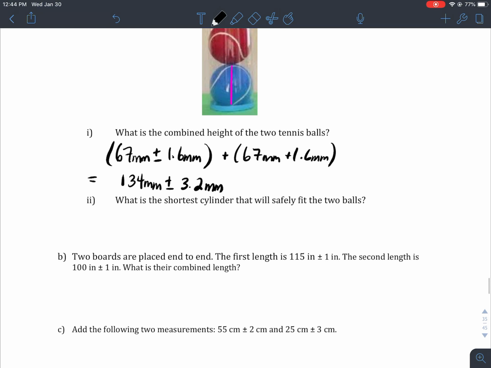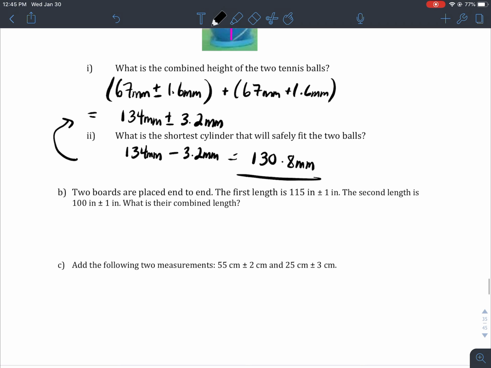We're also asked, what is the shortest cylinder that will safely fit the two tennis balls? So really, I need to use the previous question to help me out. So I know what the height of the two tennis balls are. If I'm looking for the shortest cylinder, I'm basically looking for the shortest height of those two tennis balls that will safely fit. So I'm going to take my 134 millimeters, I'm going to subtract 3.2 millimeters, and it's going to tell me that the shortest cylinder is going to be 130.8 millimeters, and that will safely fit the two tennis balls.